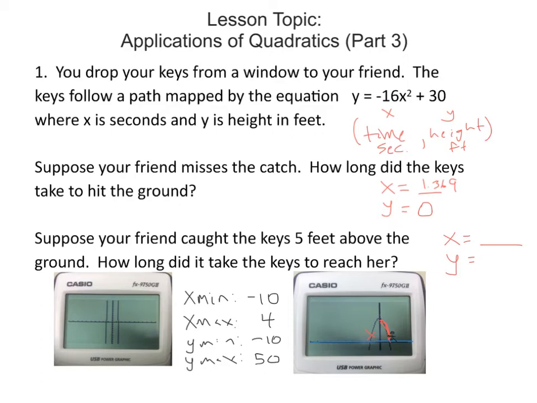So now if I went through and I graphed that horizontal line at Y equals 5, because 5 feet above the ground, that would be somewhere in here. And we're going to find again that intersection point right there. So now I'm going to go back to my Y2 and put a 5 in there and then graph it and again find the intersection of the two lines. Make sure you use the positive answer. The positive answer here is 1.25. So again, it took less time, of course, to reach your friend at 5 feet above the ground than it took to land on the ground.